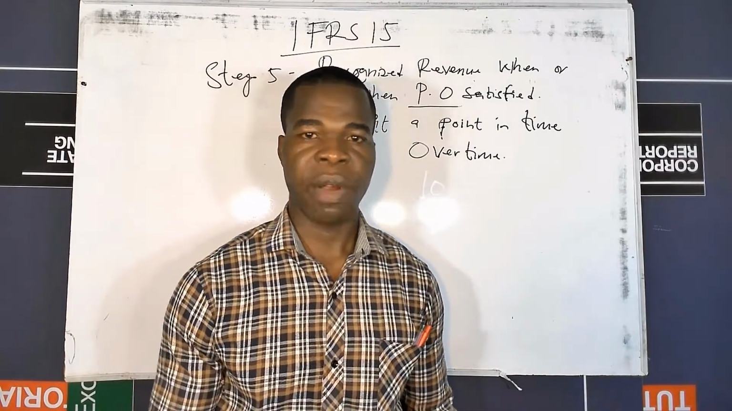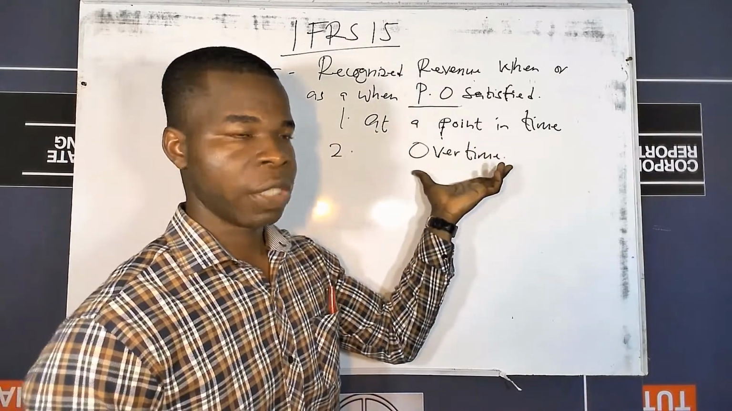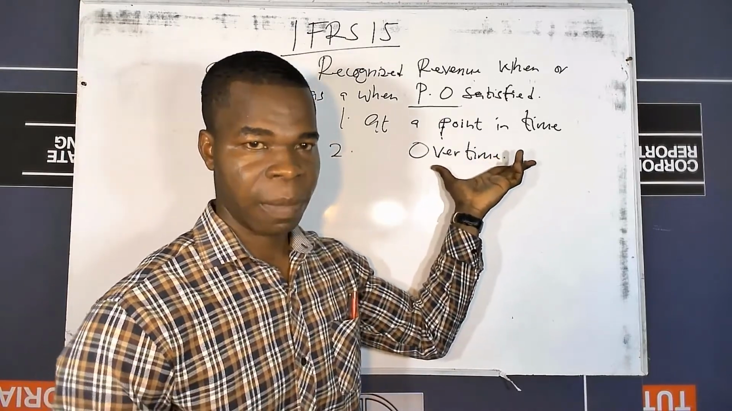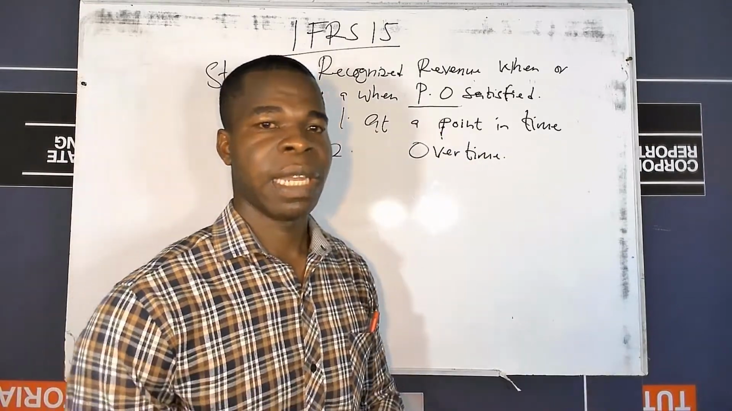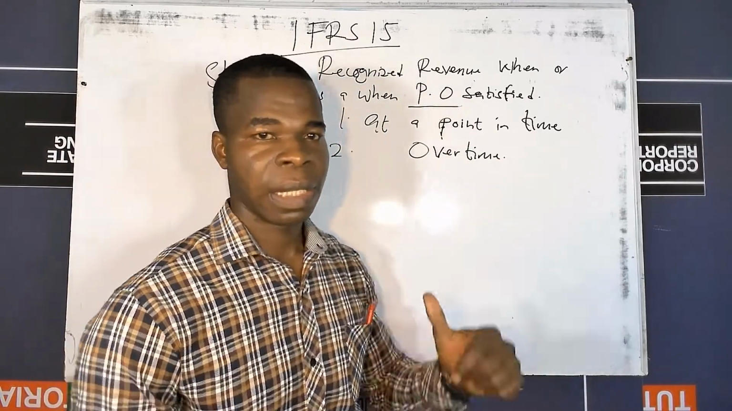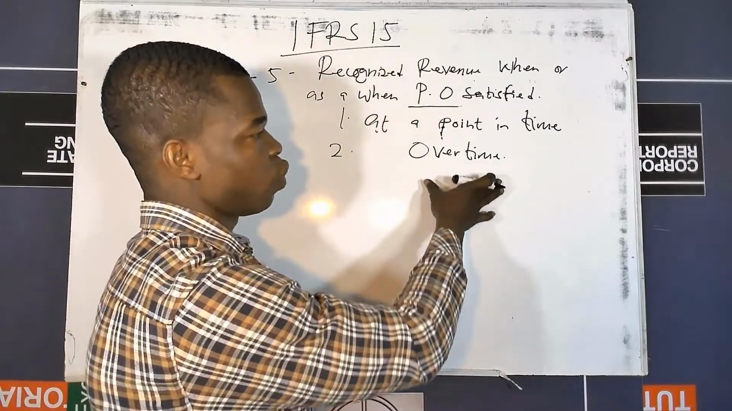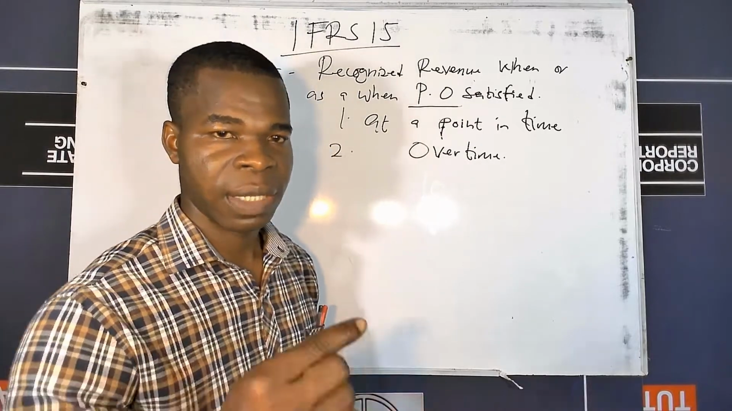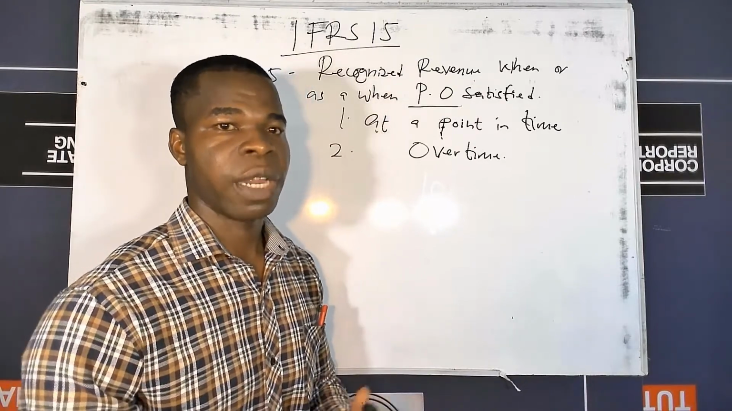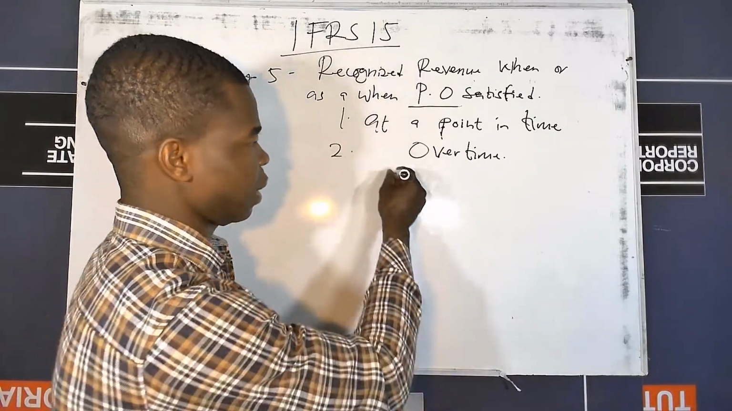Small complications arise anytime the entity satisfies its performance obligation over time. So anytime the entity has identified that the performance obligation is going to be satisfied over time, it comes with some small complications. Now, the standard established that for us to know that a particular performance obligation is satisfied over time, some criteria must be met, or some conditions must be present. These criteria are three in number.